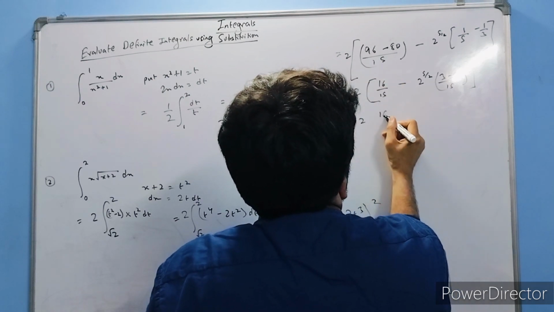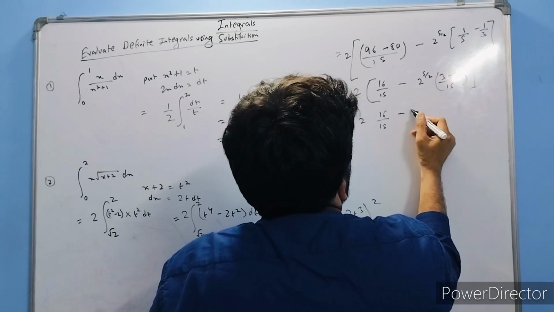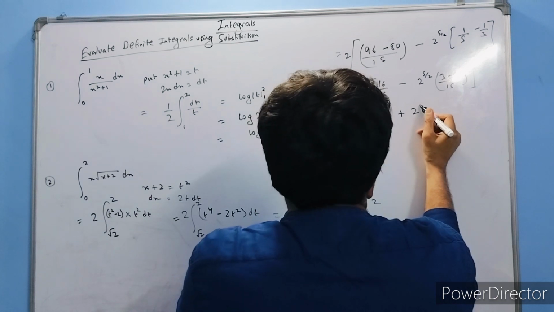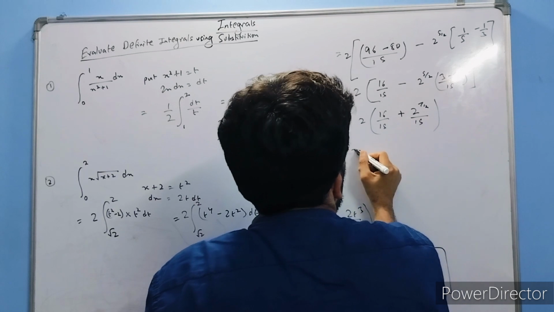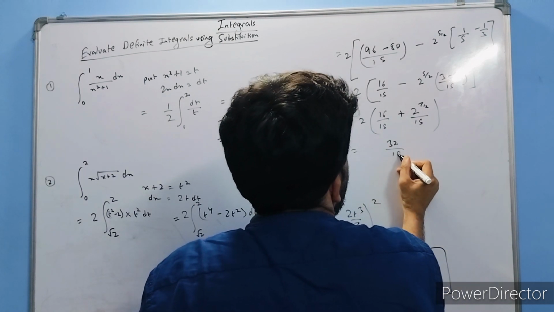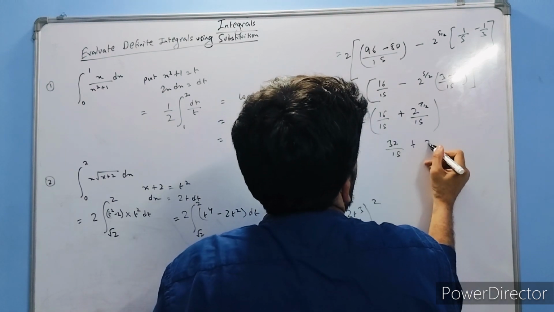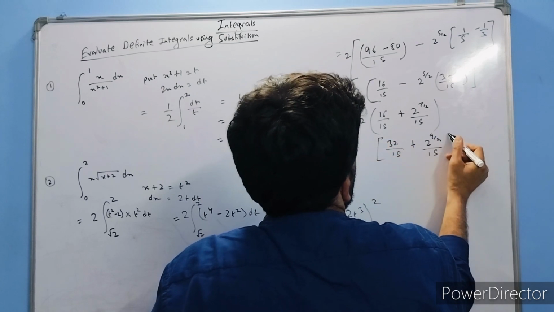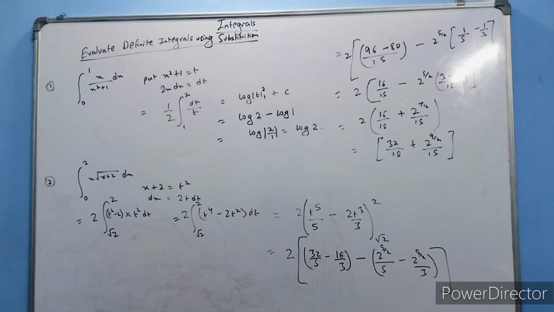So 16 upon 15 I got here, minus 2, so it will be plus 1. So you will get here 7 upon 2 upon 15. If I multiply, I got 32 upon 15 plus, here if I multiply 2, I will get 9 upon 2 upon 15. Okay, so that is how I can easily solve, using substitution to evaluate a definite integral.